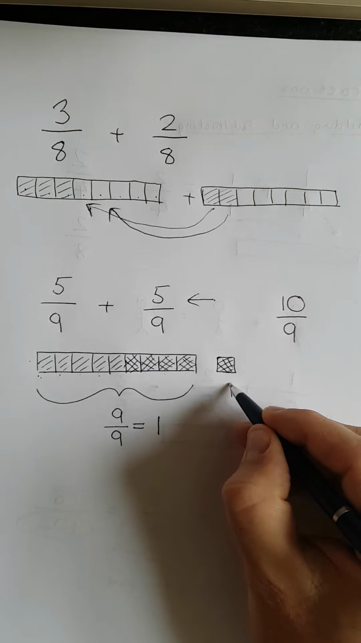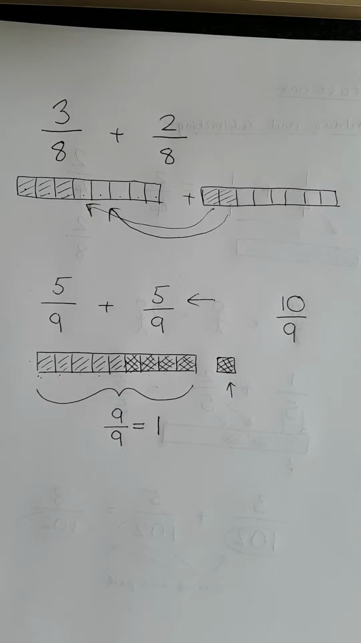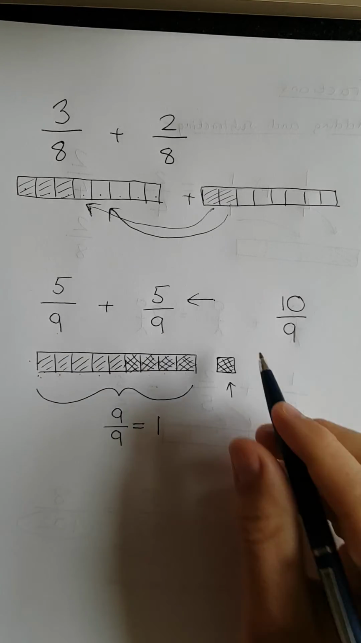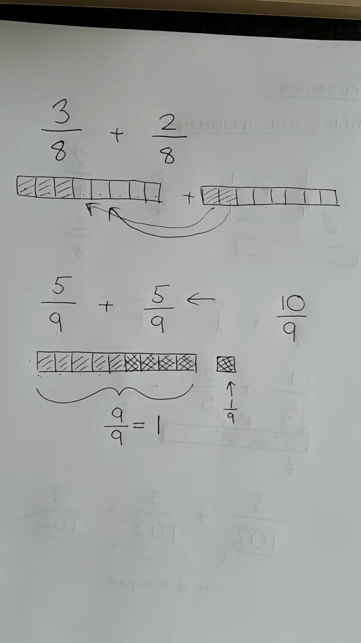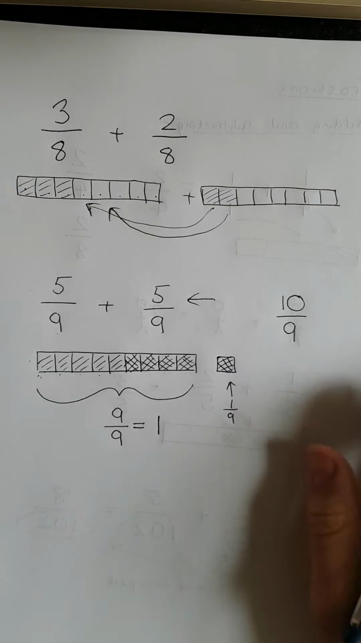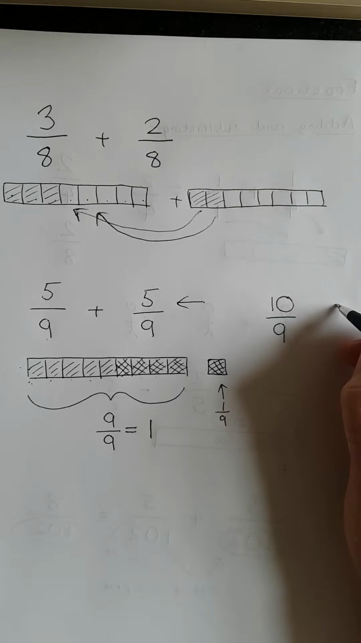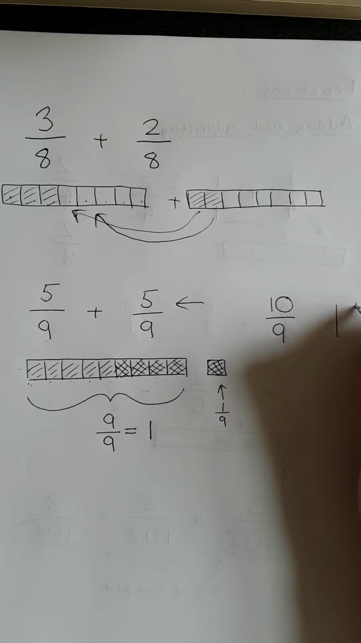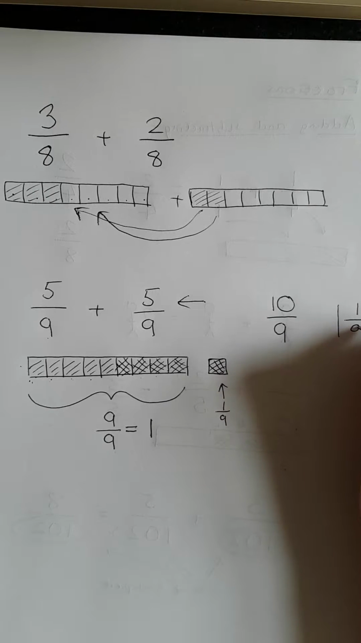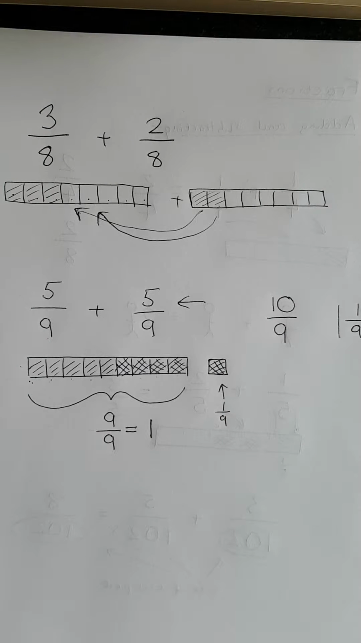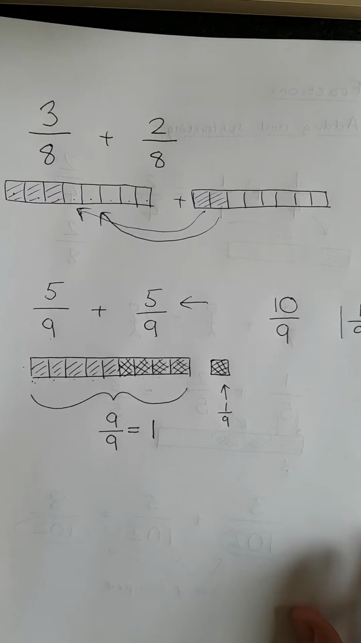What's the value of this 1 piece on the end? Well, look at our question. That is 1/9. So our alternative answer is 1 whole one and 1/9. We'll tackle a lot more of these shortly. Before we do so, we need to have a look at subtraction.